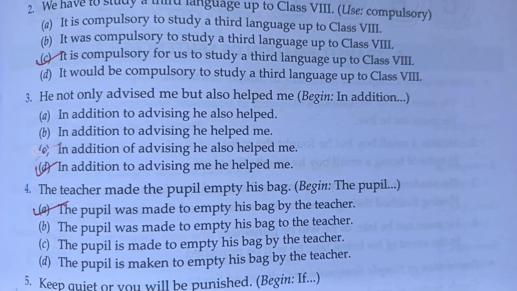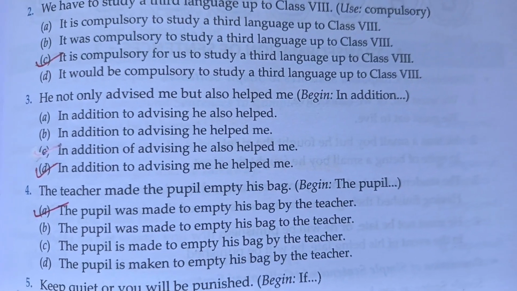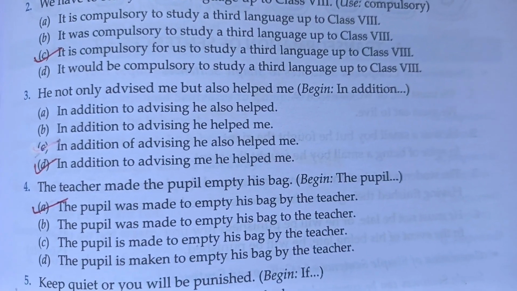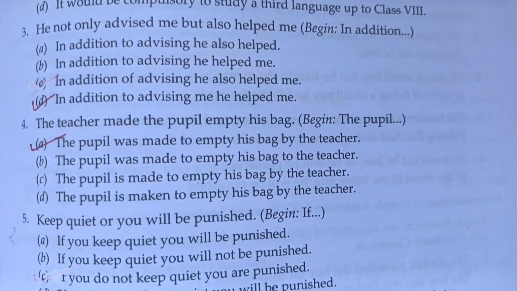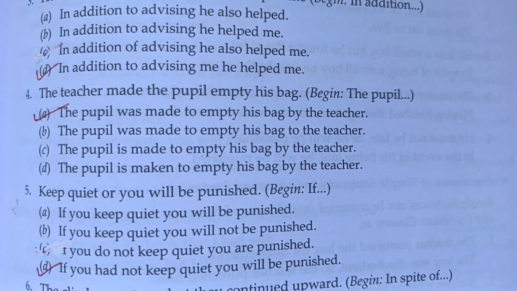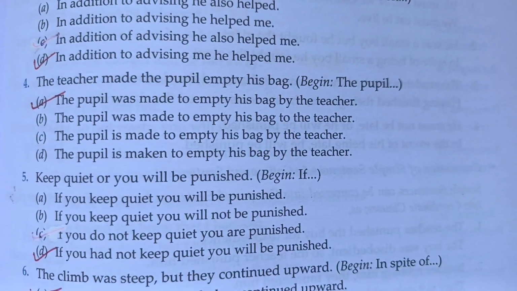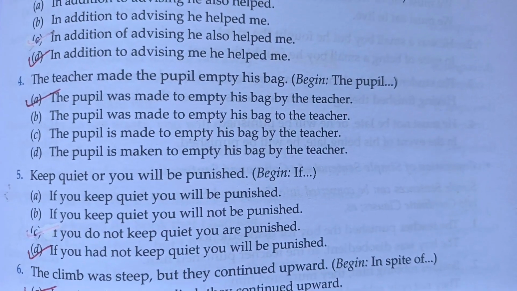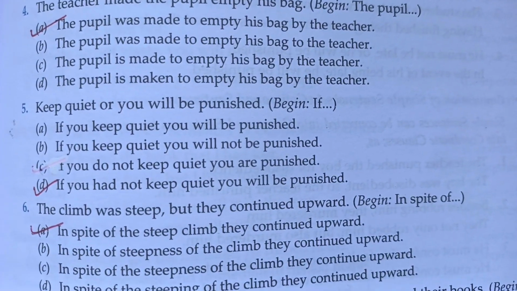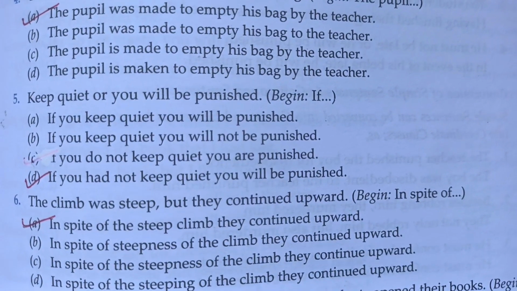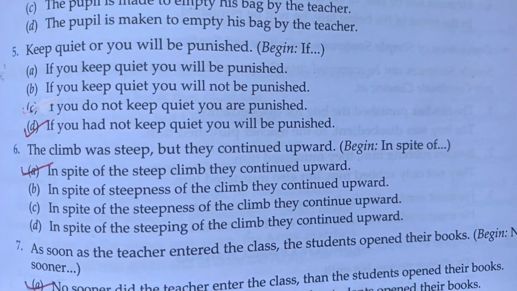Number 3, he not only advised me but also helped me. So here option D is correct. In addition to advising me, he helped me. Number 4, the teacher made the pupil empty his bag. So option A is correct. The pupil was made to empty his bag by the teacher. Number 5, keep quiet or you will be punished. So here option D is correct. If you had not keep quiet, you will be punished.